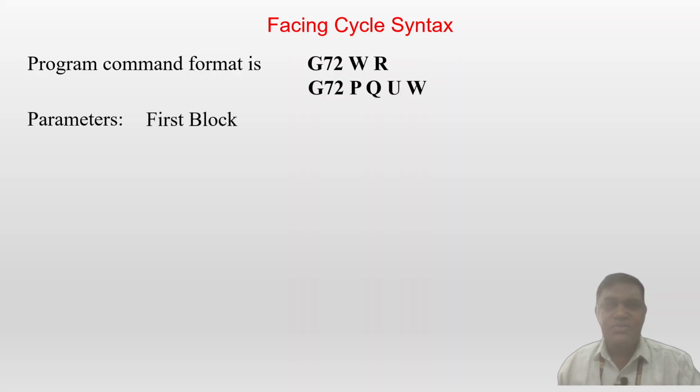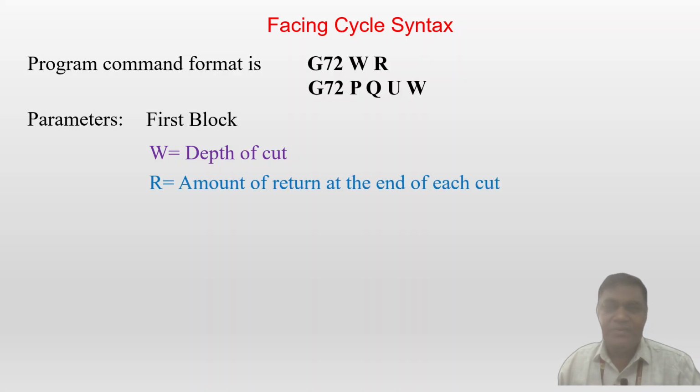The main syntax used for this facing cycle is two blocks: the first is G72 W R, and the second block is G72 P Q U W. Now, what is the first block? W indicates the depth of cut. Whatever depth of cut we mention will be assigned to the letter W. And R is the amount of return at the end of each cut. After each cut, the tool will return to another point. That amount also you need to mention here. It may be 0.5 mm or 1 mm, whatever you mention, the tool returns back by that amount.